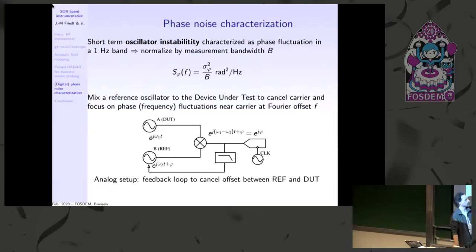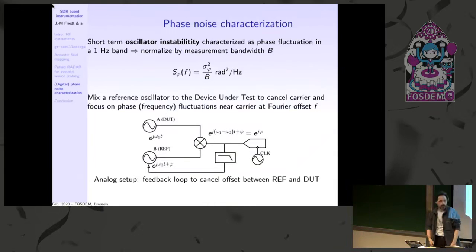So let's say you have a reference oscillator and a device under test. You don't care about the carrier, you just want to know what is happening around the carrier. So you need to mix them, and because one is going to continuously move with respect to the other, you need a feedback to control and keep your reference oscillator locked to the device under test. This is your analog approach to cancel the carrier.